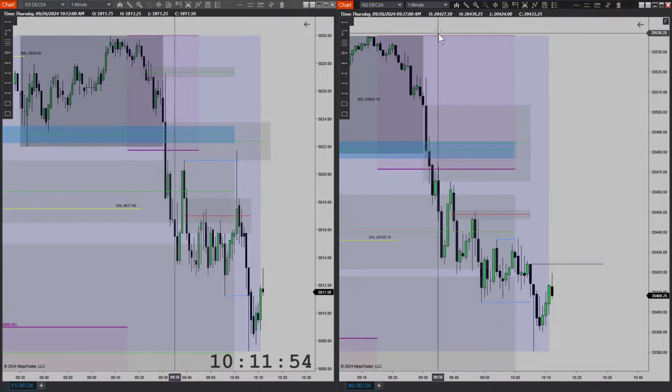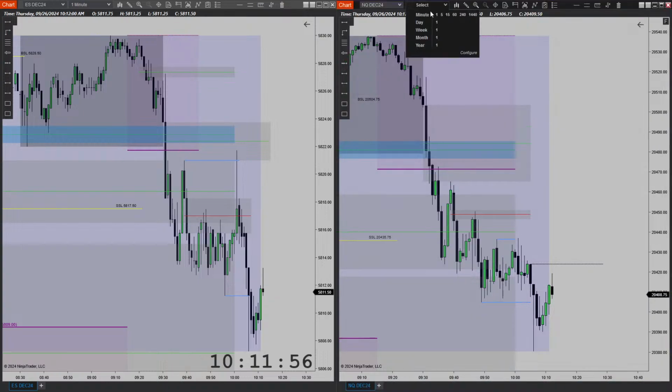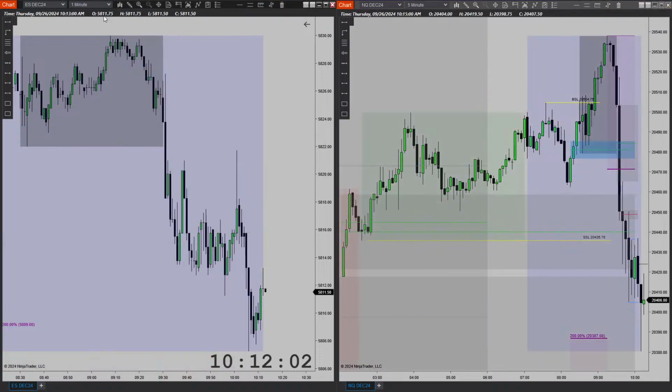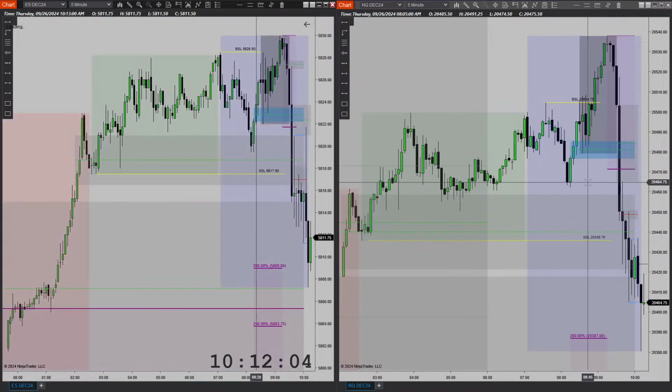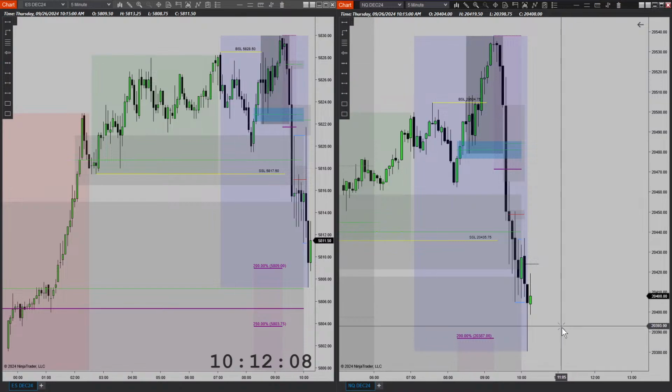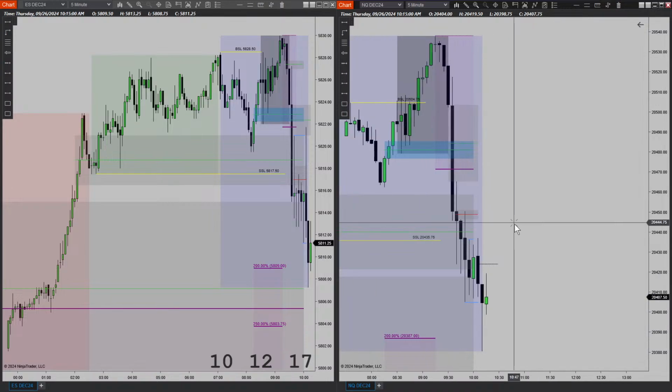What does the 5 minute look like? All right, the 5 minute looks okay for now. I want to see it only trade into this area here, 50% of this range. If it trades below it, then I'll just take it off.